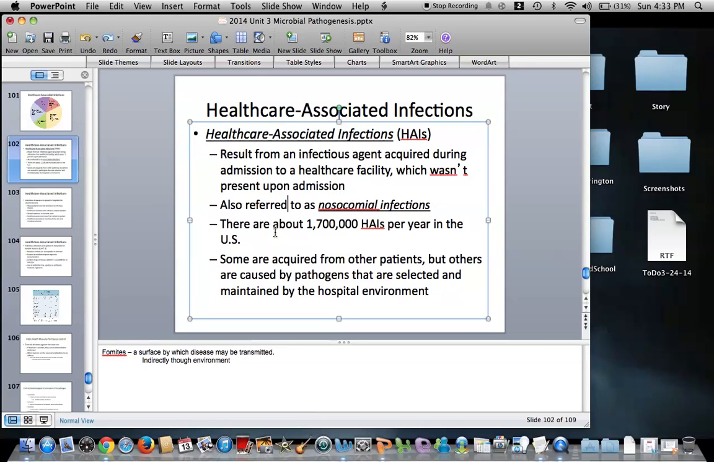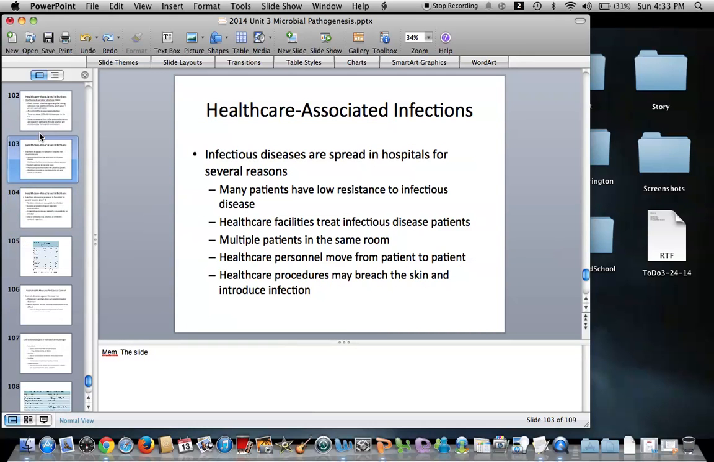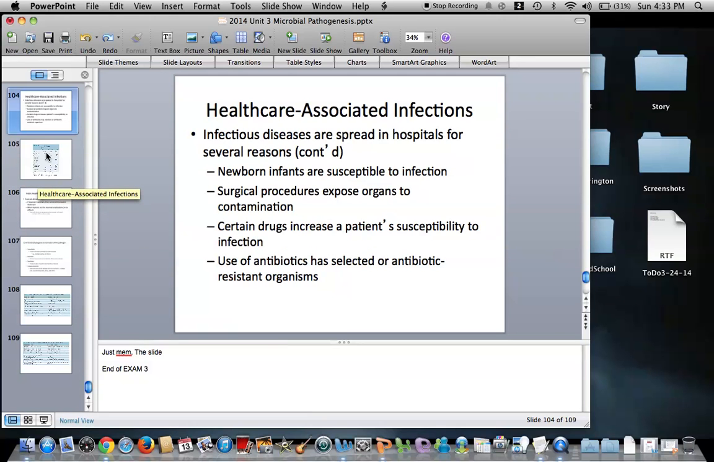There are about 1.7 million HAIs per year in the US. So globally it's probably much, much higher. Some are acquired from patients, but most are from some part of the hospital environment. Many patients have low resistance. They treat infectious people. There's multiple patients in a room, and healthcare personnel move from person to person, and healthcare procedures breach your integumentary system and outside defenses.